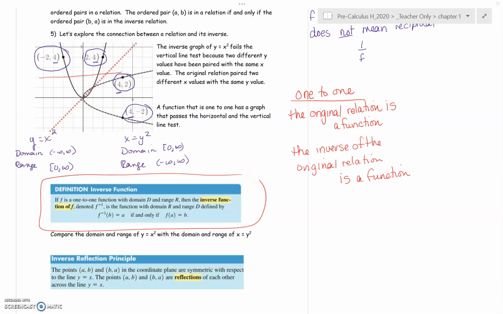Okay, so to summarize all this, a function is 1-to-1, first of all, if the original relation is a function, and if the inverse of the original relation is a function. So for this particular example, y equals x squared was a function, but x equals y squared was not. So y equals x squared is not 1-to-1. Also, this is very interesting, the inverse reflection principle. Notice we have this line y equals x. So graphically, there is symmetry about the line y equals x.